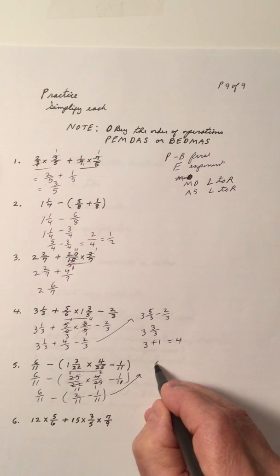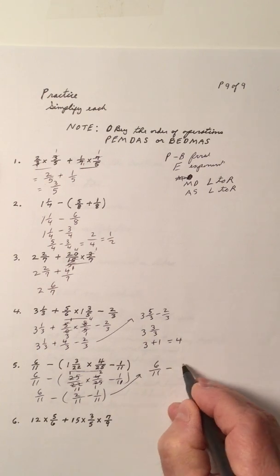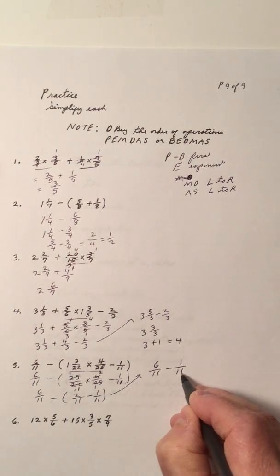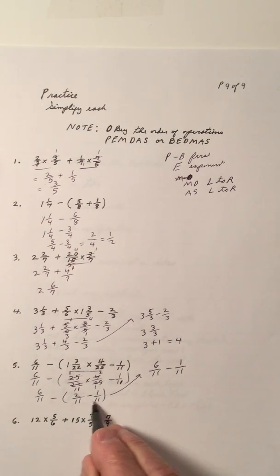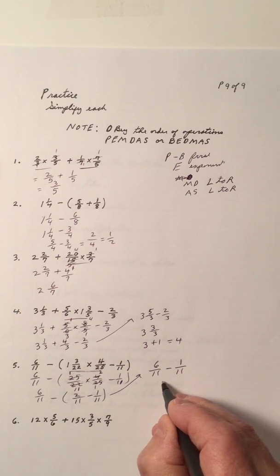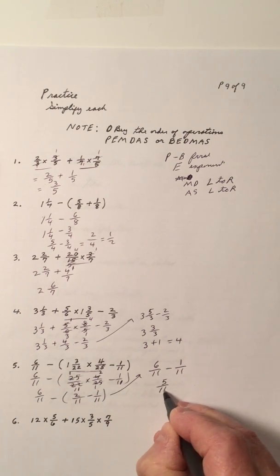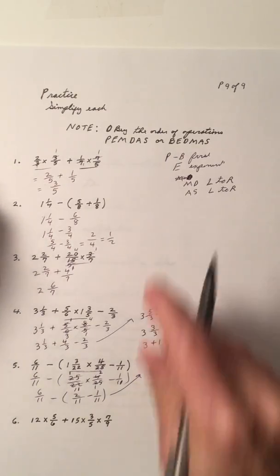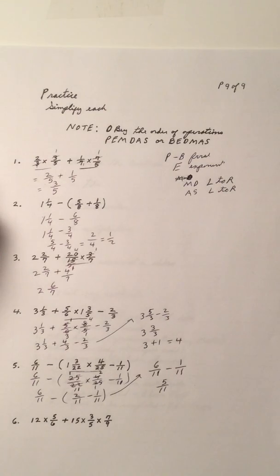So that gives me 6 over 11. Subtract 2 to take away 1 is 1 over 11. Common denominator is 11 already, so 2 minus 1. Now I subtract these. 6 minus 1 is 5 over 11. So just the order of operations on these fractions. Just be careful. Follow PEMDAS.